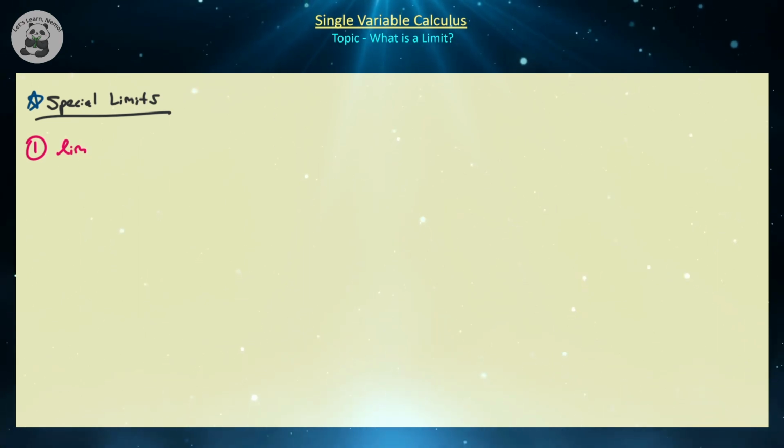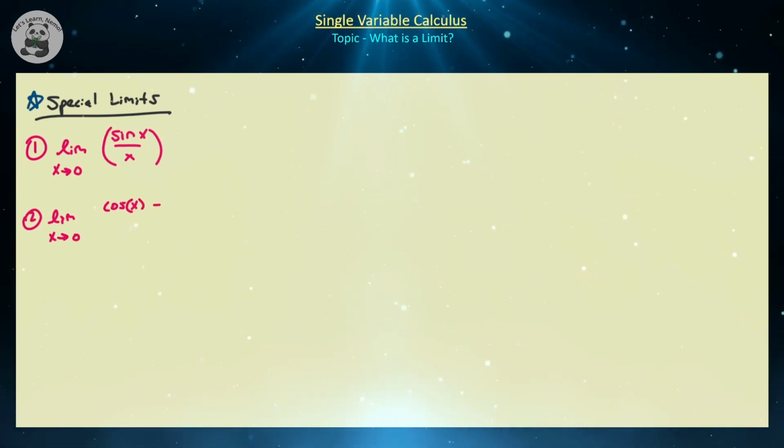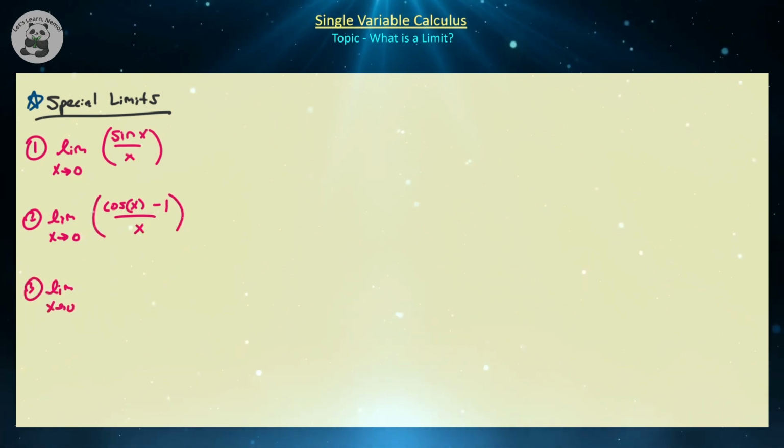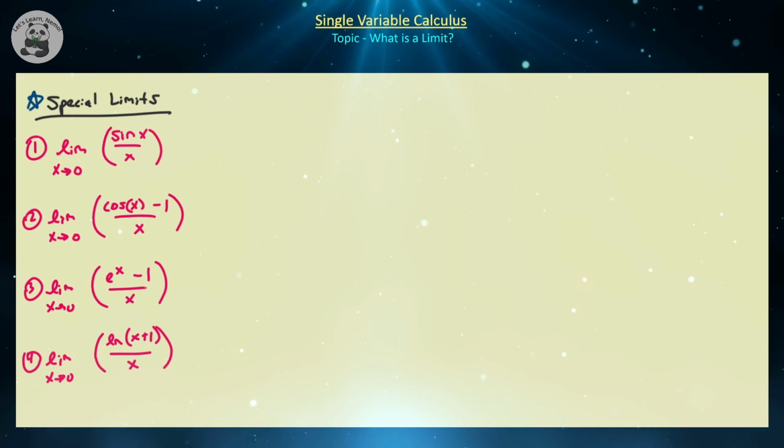So the first limit I want to look at is the limit as x approaches 0 of the function sine x over x. And for all of these functions, you actually should be able to generate a graph and figure out what they should be equal to. So I'm just going to list these limits out, and maybe you can figure them out on your own. So sine x over x is one, cosine of x minus 1 divided by x is another. The limit as x approaches 0 of e to the x minus 1 over x is another. The limit as x approaches 0 of the natural log of x plus 1 divided by x is another.